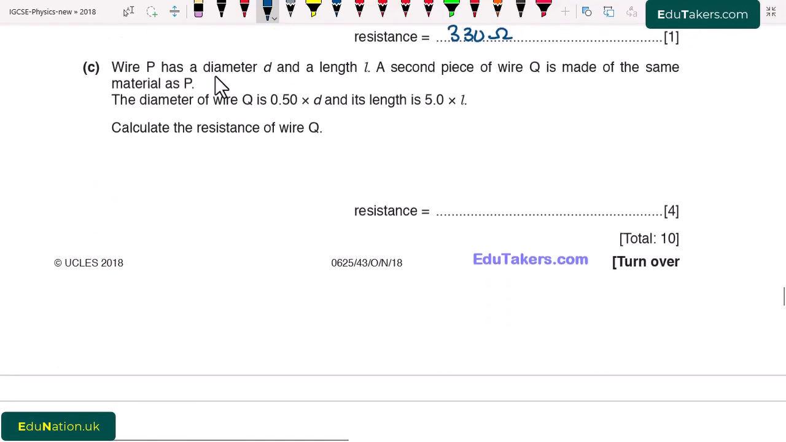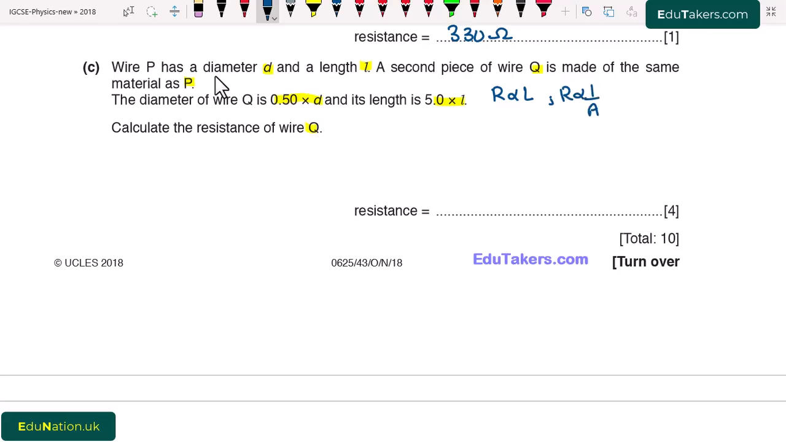Part C. Wire P has a diameter D and length L. A second piece of wire Q is made of the same material as P. The diameter of wire Q is 0.50 multiplied by D and its length is 5.0 into L. Calculate the resistance of wire Q. Here we have to find the resistance of wire Q. Again, resistance is directly proportional to length and inversely proportional to area.